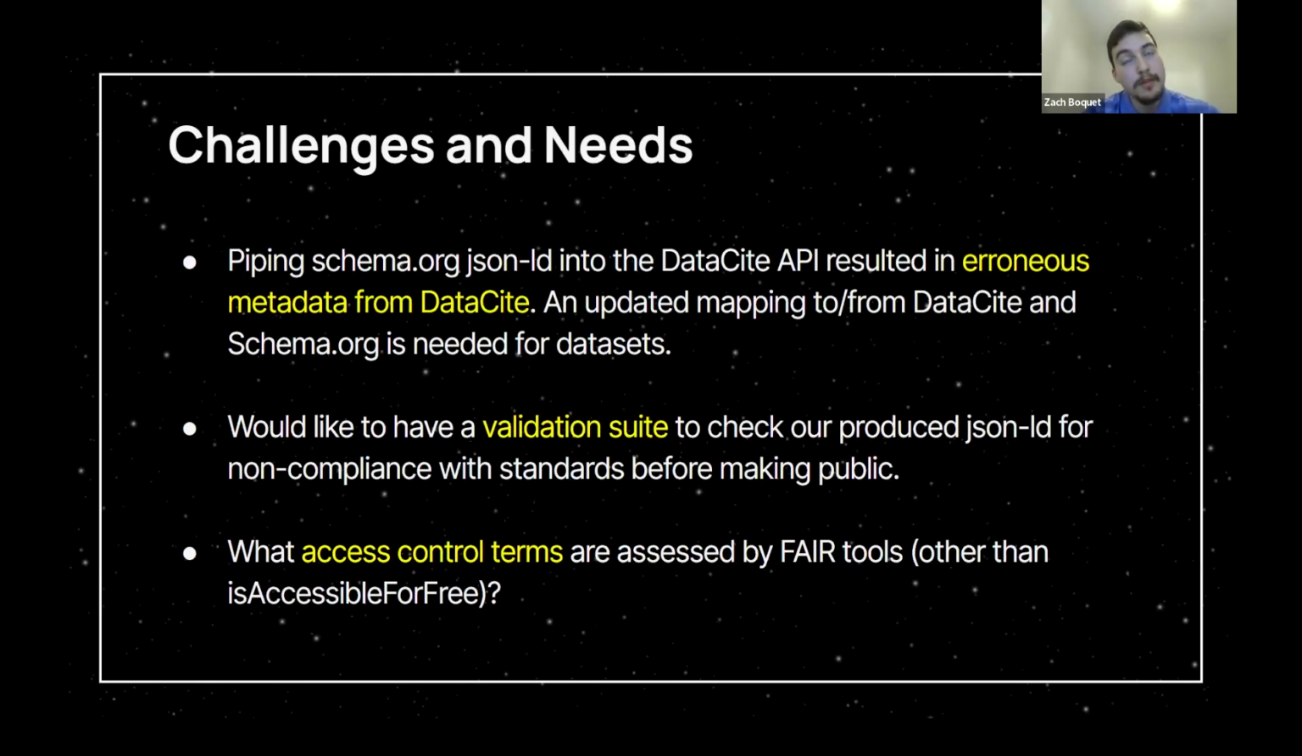The top one here: the resulting schema.org JSON that we got whenever we piped it into DataSite's API resulted in an invalid JSON. So we're hoping to work with this group as well as DataSite to update the mapping that they use for that, so that it makes actual valid JSONs.